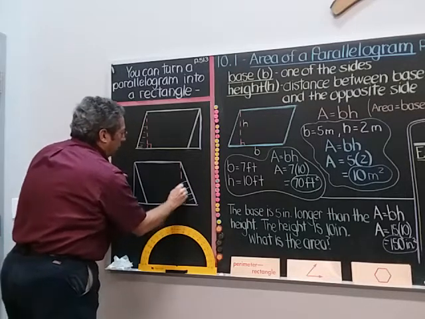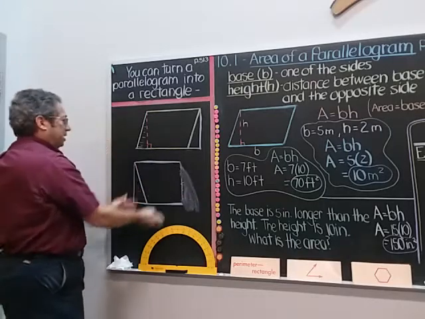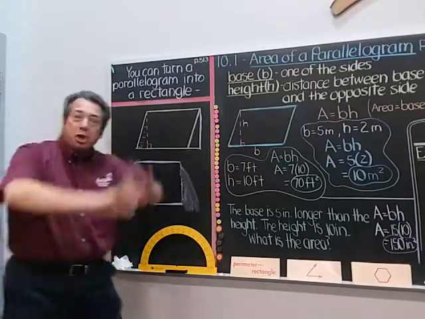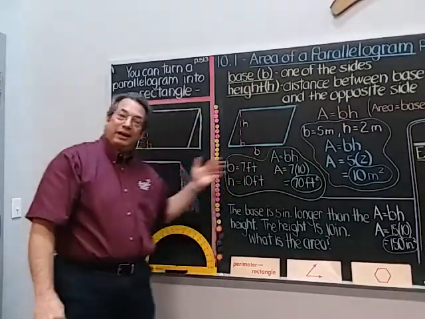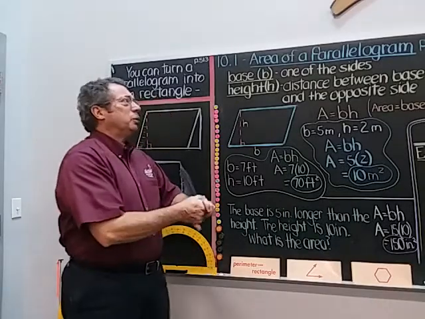Well, now I have a rectangle. Oh, that doesn't look much like a rectangle. Okay, so now I have a rectangle. You can make every parallelogram into a rectangle just by doing that. So there's a relationship between them. All right, so here's what you need to know.